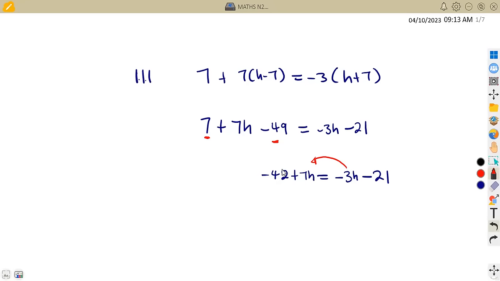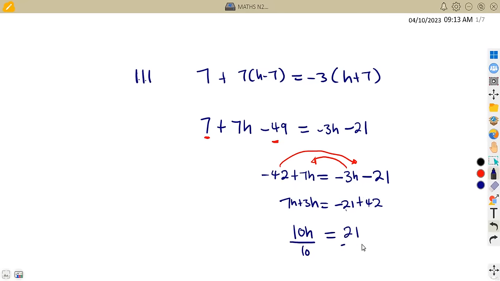So you can collect your like terms in this case, minus 3h to the left-hand side, sorry, then the minus 42 to the right-hand side, just like that. All right, so this is going to be 7h plus 3h, which is equal to, already we've got negative 21 on the right-hand side. So if we transpose the negative 42, it is going to be a plus 42. So that's 7 plus 3, which is 10h, is equal to minus 21 plus 42, which is going to give us positive 21.